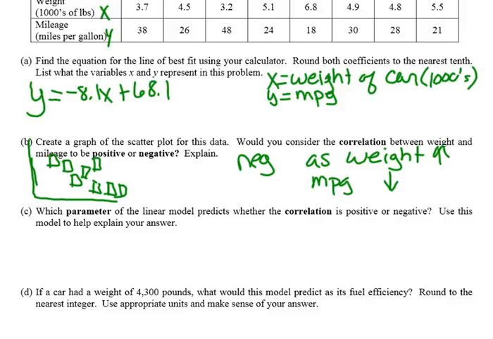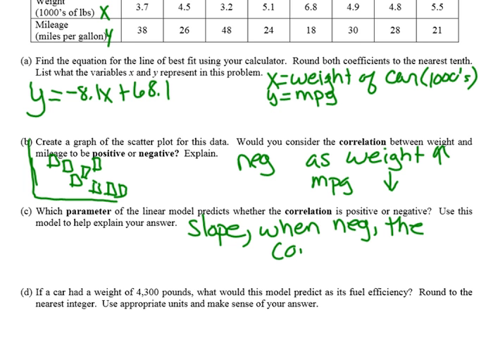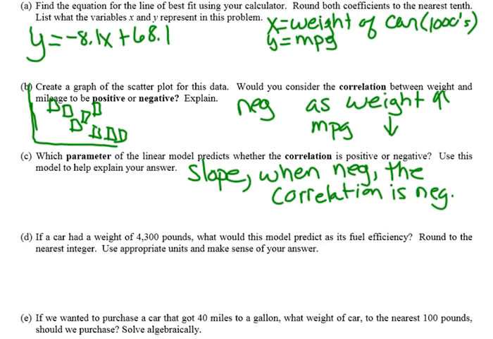Let's do C and D together here. Which parameter of the linear model predicts whether the correlation is positive or negative? That's your slope, right? Your slope is going to tell you that. When slope is negative, the correlation is negative. So that's what's telling you what type of correlation you have.